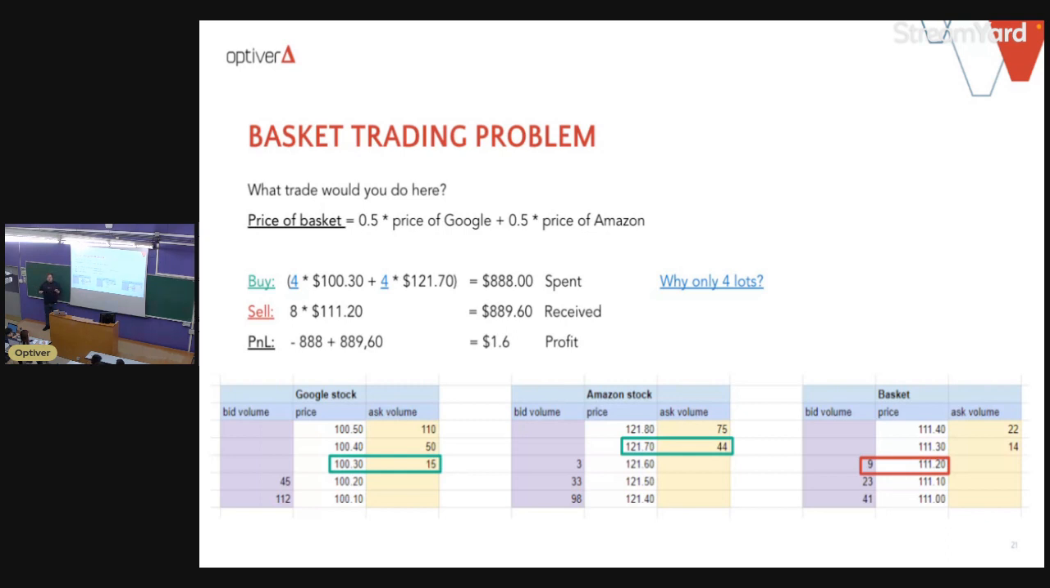Right, so it's really about making sure that you always have the correct ratio. You always need to have 2 to 1 for both of them.